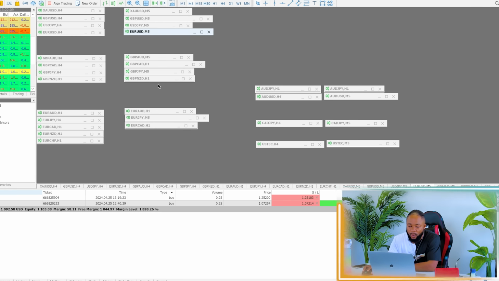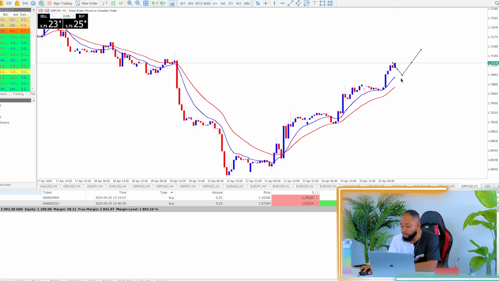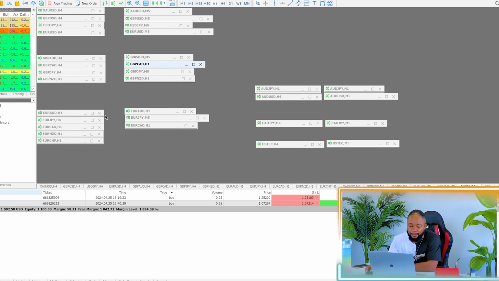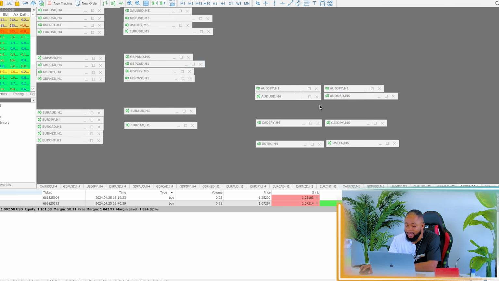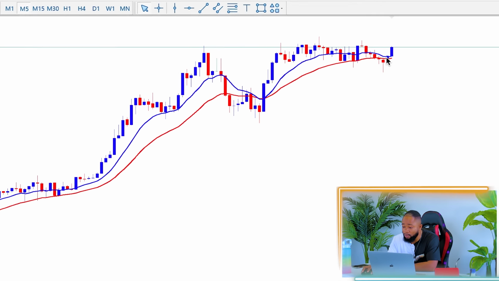Then we'll go to the next one on our list, which is Great Britain Pound AUD. We didn't have anything there. Then Great Britain Pound CAD, we're waiting for the market to push back and produce a sell signal. That hasn't happened, so we have to continue waiting. Then if we come here, this is another one, USD JPY. On Euro JPY, this is what we're waiting for. We're waiting for this pullback.